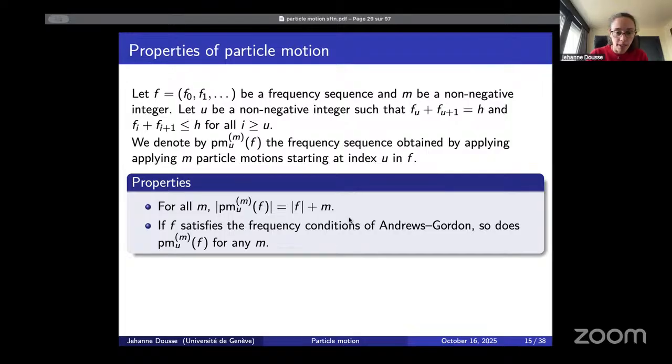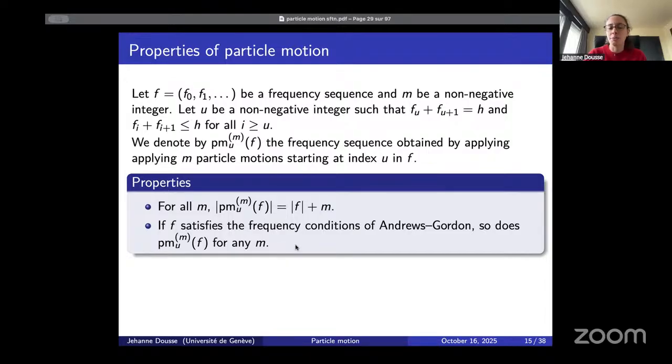The two properties that are important: if you apply the particle motion once, you increase the size of the partition by 1 because you remove a part u and you add a part u plus 1. So the difference of the weight of the partition between those two will be 1. So if you apply m particle motions, you add m to the weight of the partition.